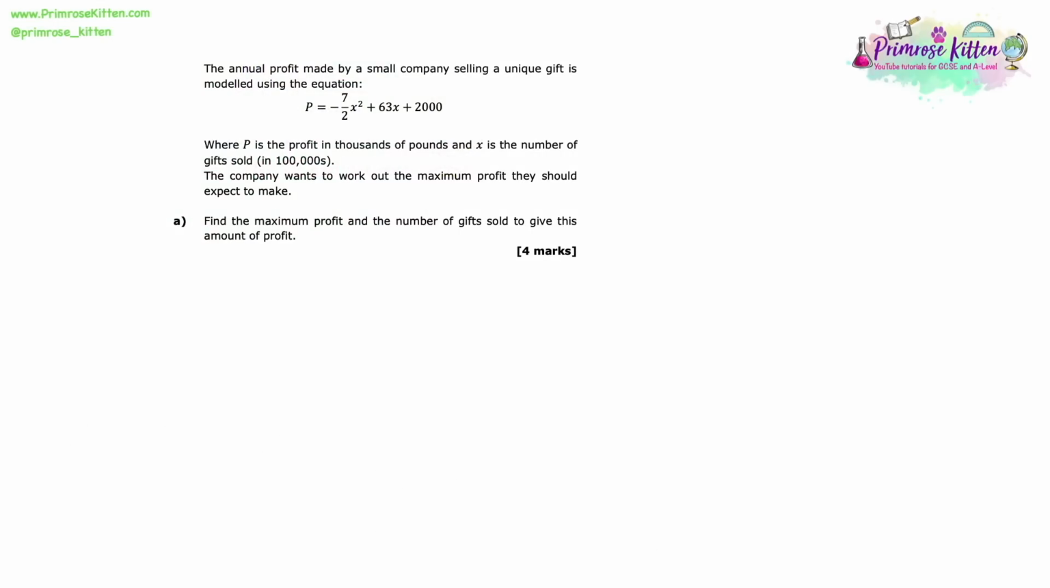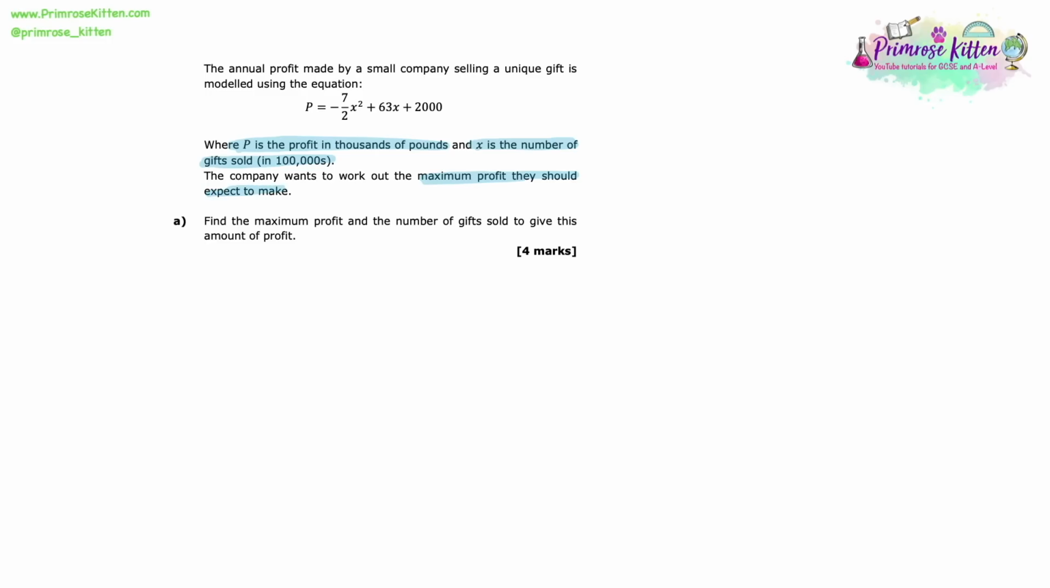The annual profit made by a small company selling a unique gift is modelled using this equation. P equals minus 7 over 2 x squared plus 63x plus 2000, where P is the profit in thousands of pounds and x is the number of gifts sold in hundreds of thousands. The company wants to work out the maximum profit they should expect to make.